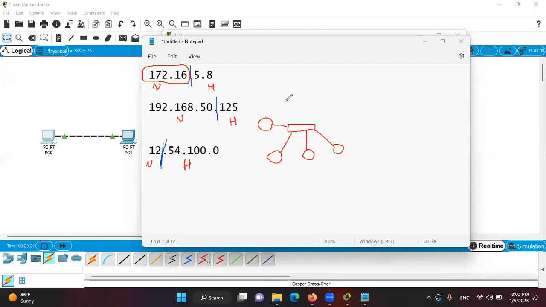If I am going to give an IP address for each computer, first of all I have to decide what is the network segment of this IP address.